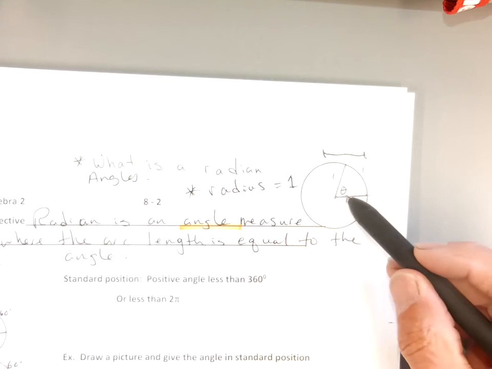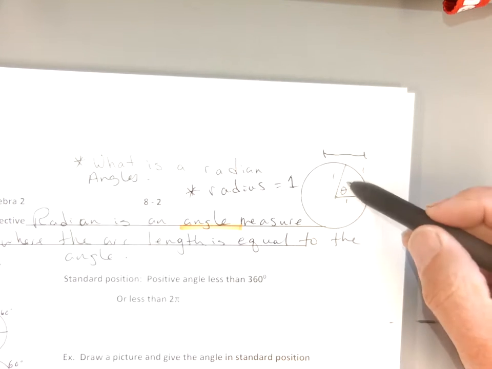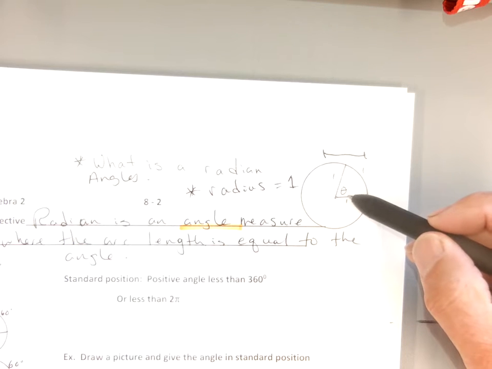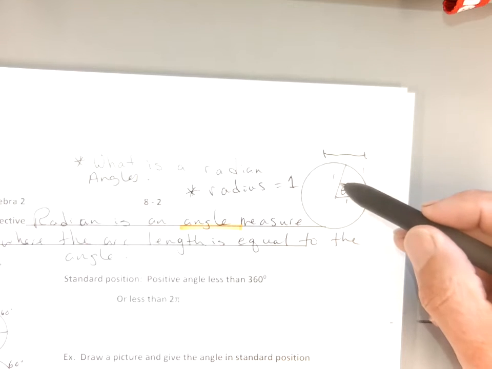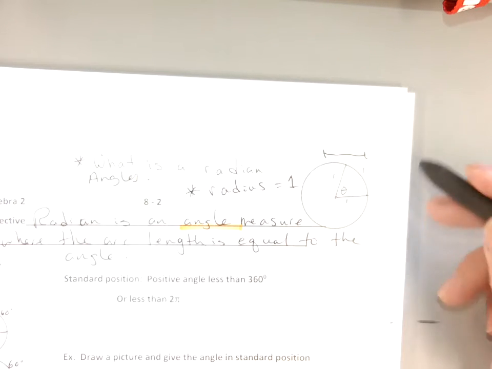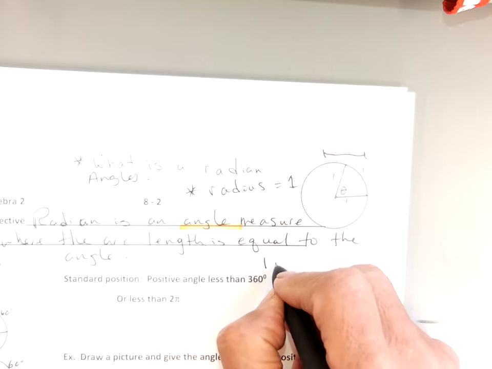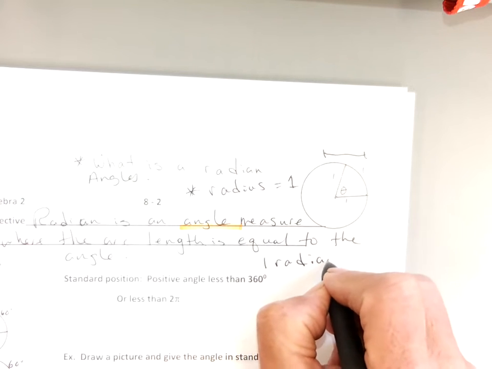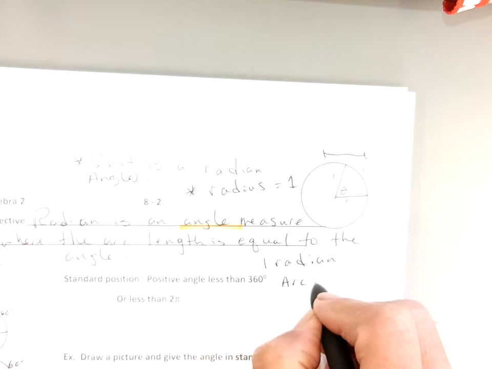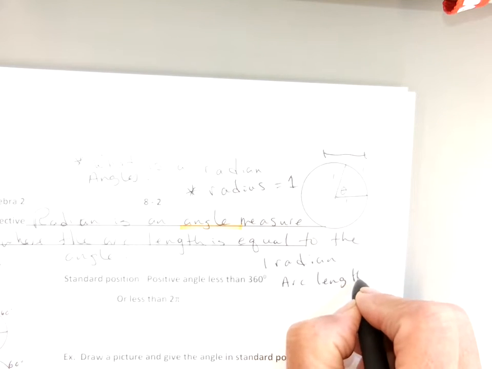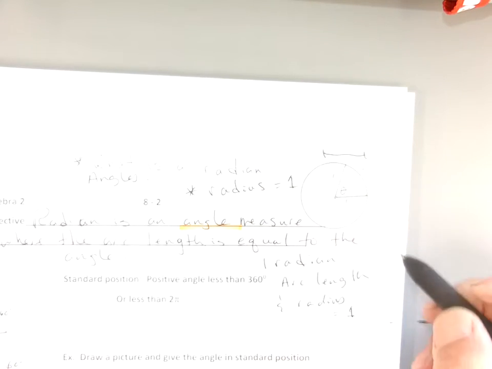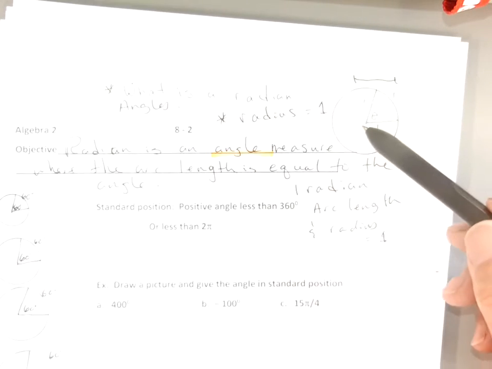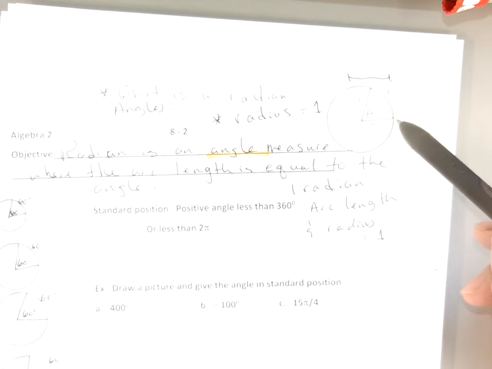So this angle is defined as 1 radian. If the radius is 1 and the arc length is 1, the angle is 1 radian, okay? So 1 radian is where the arc length and radius are also equal to 1. So then you have a connection between the angle and the arc length, okay?